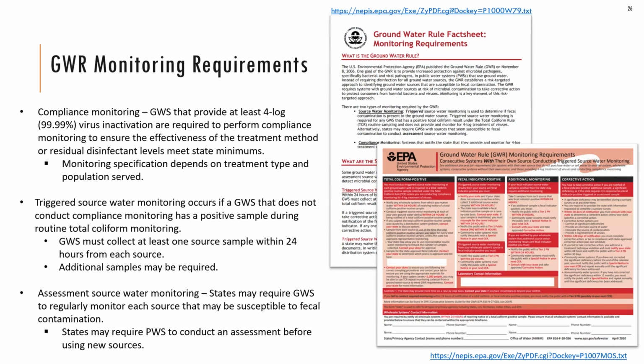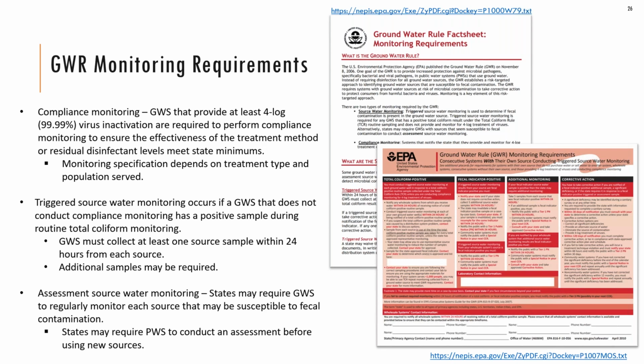For source water monitoring, there are two types: triggered source water monitoring and assessment source water monitoring. Triggered source water monitoring occurs when systems are notified that a routine total coliform sample collected under the RICR returns positive. Water systems will then be required to collect an additional source water sample within 24 hours and have it tested. If that source sample tests positive for total coliforms, systems either have to take corrective action or take 5 additional samples and have them tested.